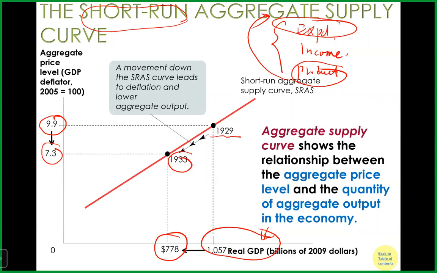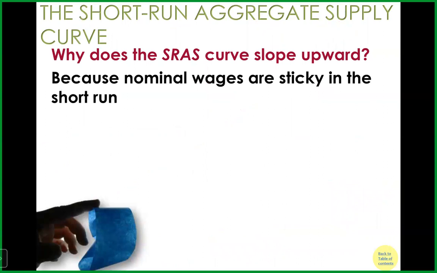Now we need to understand why there's an upward trend. Why does a higher price lead to higher aggregate supply? The answer lies in a very important observation about our economy. This rising aggregate supply is largely caused by the stickiness of nominal wages. So what does this mean? And what does sticky wage mean?